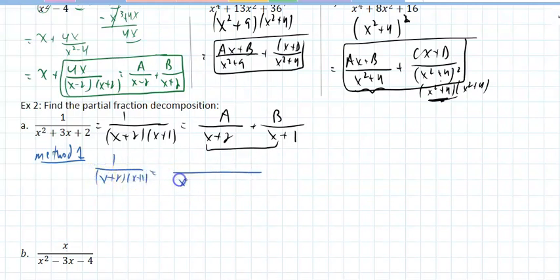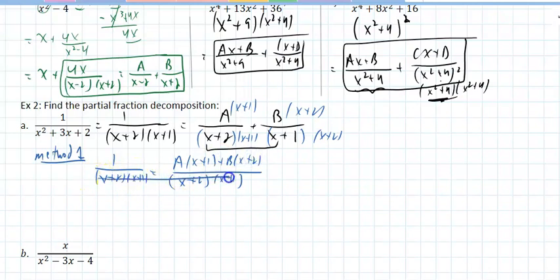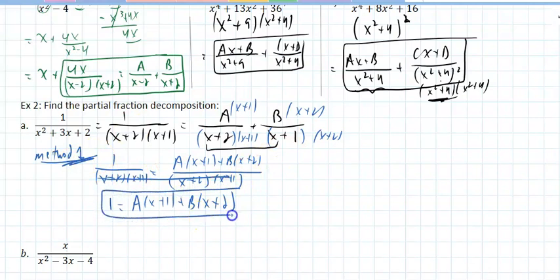Get a common denominator. So this is missing an x plus 1, and this is missing an x plus 2. So this is a into x plus 1 plus b into x plus 2. Since the denominators are the same, you could ignore them. 1 equals a into x plus 1 plus b into x plus 2. So whether I'm going to use method 1 or method 2, I need to get this far.